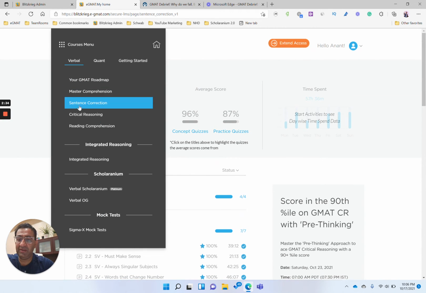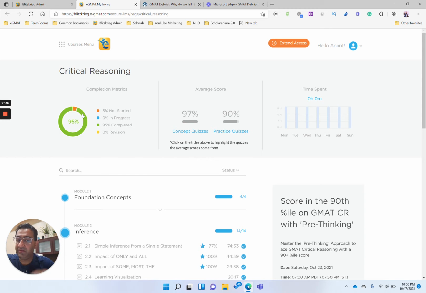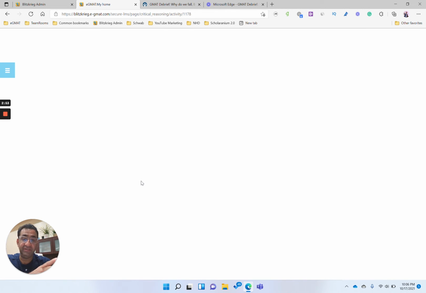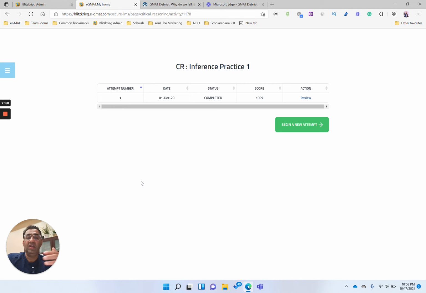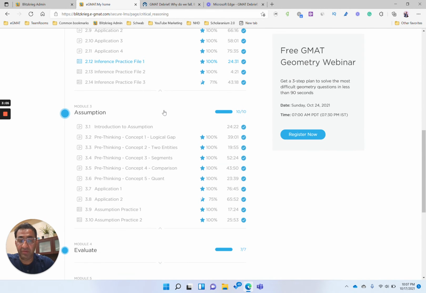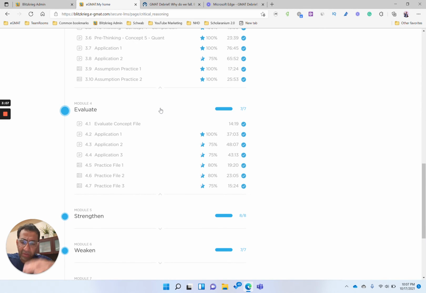Let's look at how he did in critical reasoning. And his diligence would show up in critical reasoning. This is the inference module within critical reasoning. It's one of the most comprehensive coverages of inference here. And you can see excellent scores in inference practice file quizzes. The only way you'd get 100% in the first attempt, and Anant only took the first attempt, is if you were extremely diligent in the files prior to this. Let's go back. So he finished this, he finished the assumption modules, finished the evaluate modules, and pretty much everything over here.